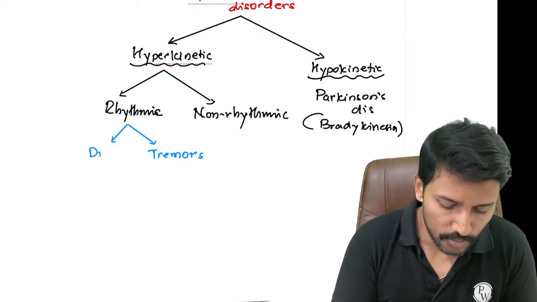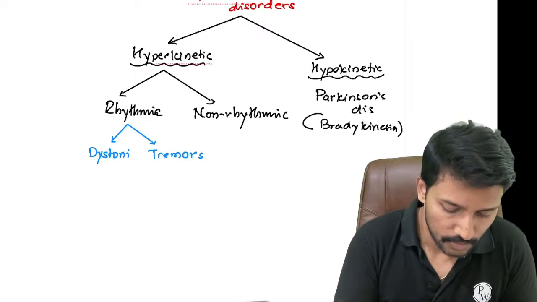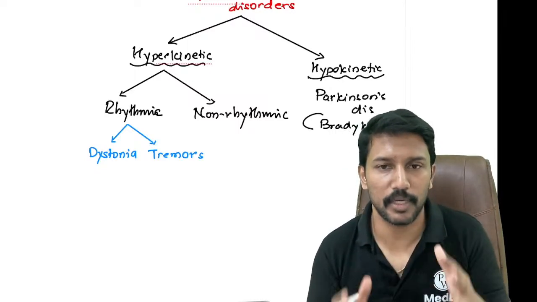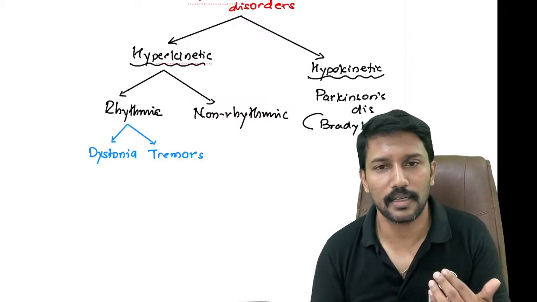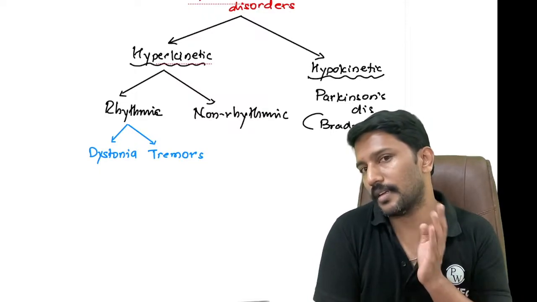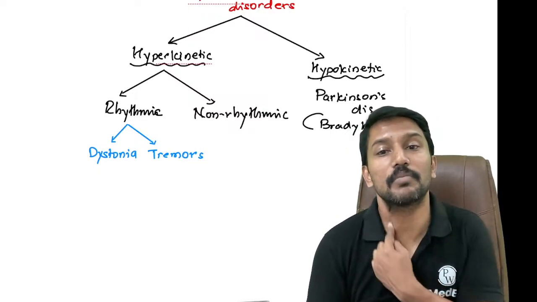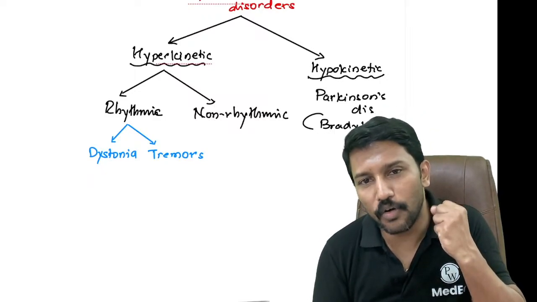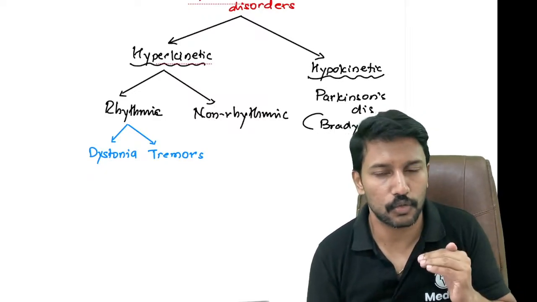The other one is called dystonia. Okay, tremors and dystonia are rhythmic movement disorders. Dystonia, classical example is torticollis. Torticollis is where the neck is turned to one side, right? Why is it turned to one side? Because one of the muscles is constantly contracted, that is dystonia, right?